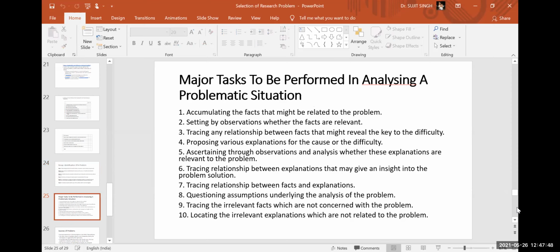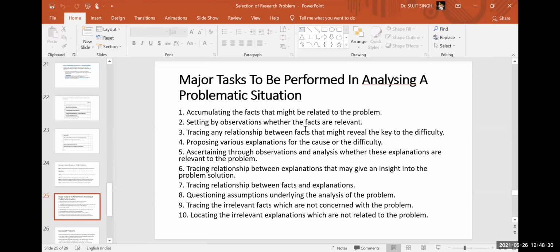Whenever you're going to analyze a problematic situation, when you're going to find out a problem, what are the major tasks or activities you're going to perform? In that case, accumulating the facts that might be related to the problem. You have to support your problem. Whenever you are going to give a presentation to someone or a particular community, you have to convince them, okay, this is the problem, this needs to be solved, there is some application, right?